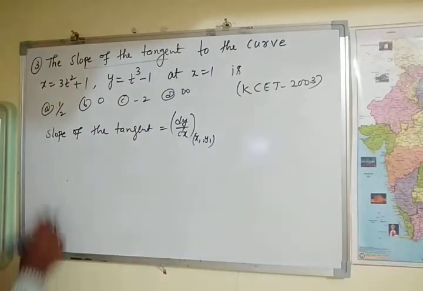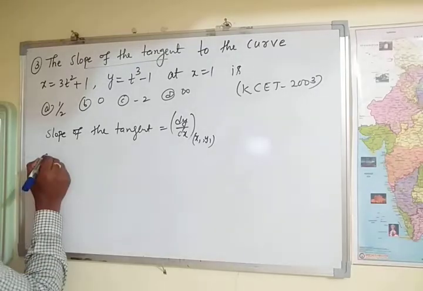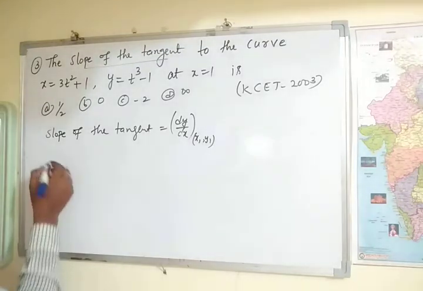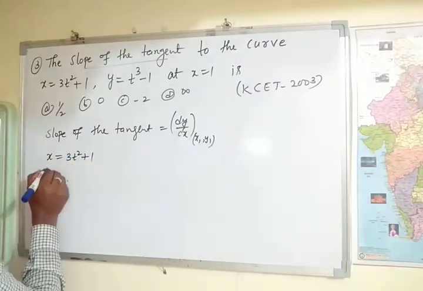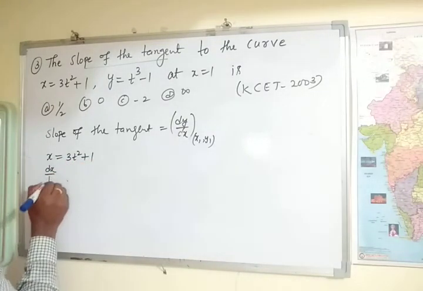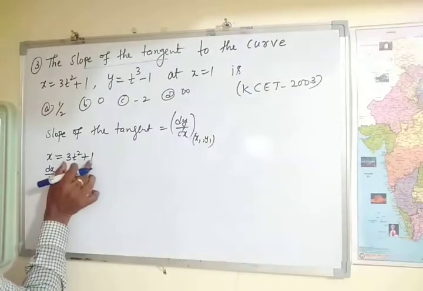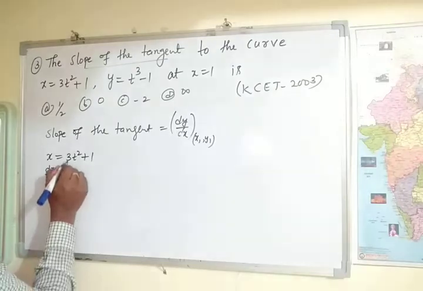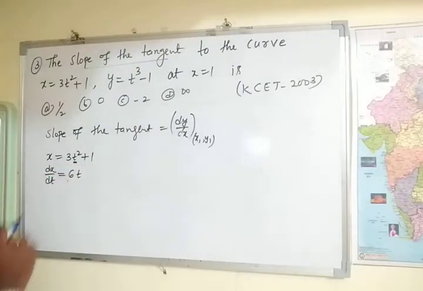So now here we have the result x and y. Two curve results are given. Here we have to find dx by dt and dy by dt, the parametric concept. X is equal to 3t square plus 1. Differentiate with respect to t on both sides. Dx by dt is equal to the derivative of this with respect to t. 3 into the derivative of t square is 2t. 2 into 3 is 6t. Constant term is 0.